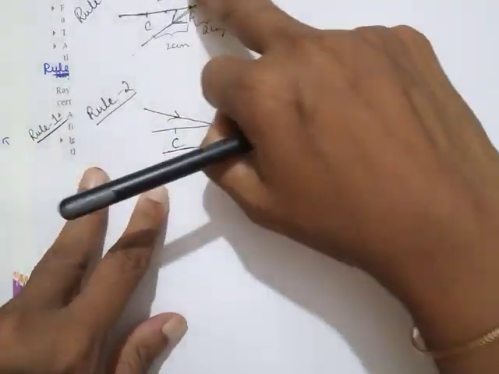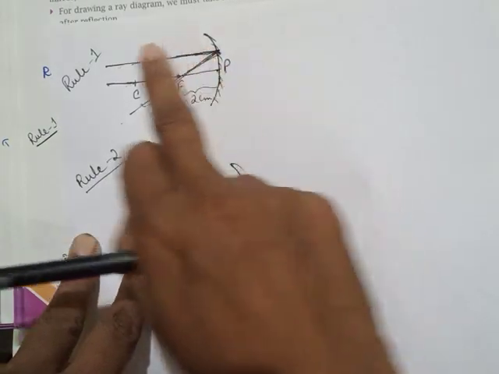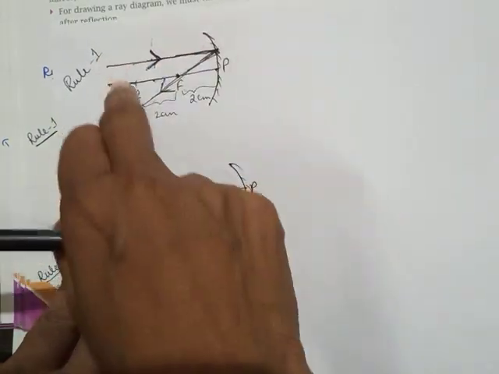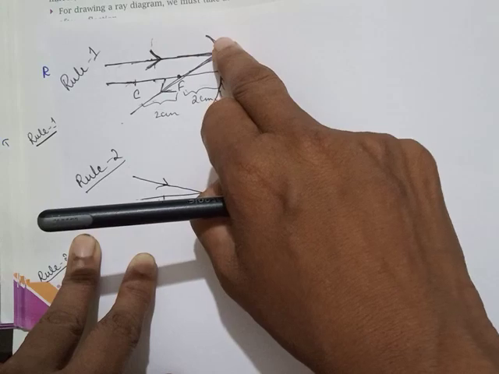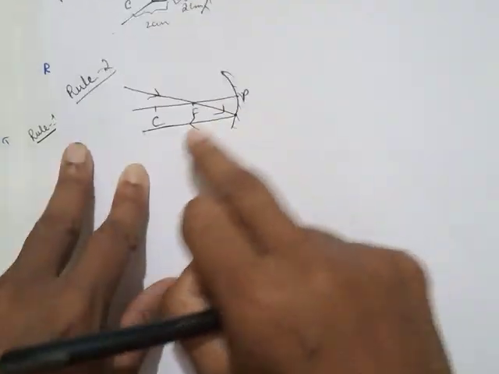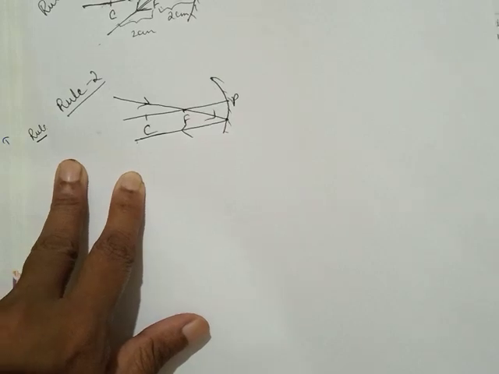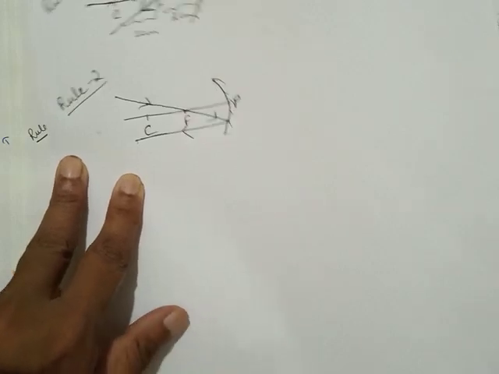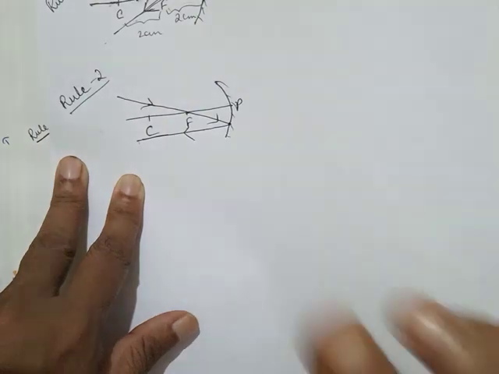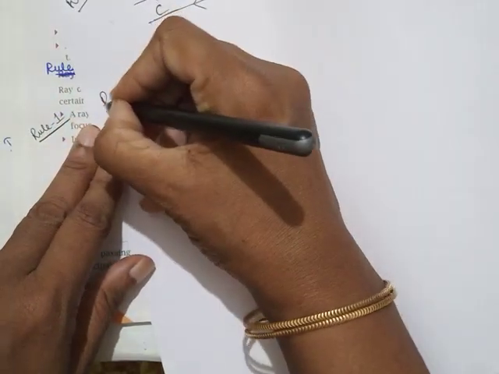It's like the opposite of this, the inverse of this. If the incident ray is parallel to principal axis, after reflection, it goes through principal focus. If the incident ray passes through principal focus, after reflection, it will go parallel to principal axis. So this is the inverse of this. Is it clear, children? Hope you have understood both the rules. Now rule 3.